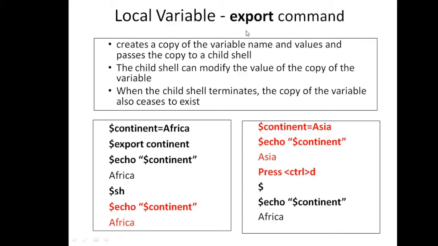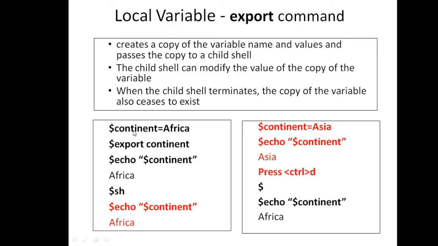So how do I do that? How do I inherit that? So I have an export command. This creates a copy of the variable name and value and passes the copy to a child shell. So the child shell can modify the value of the copy of the variable. When the child shell terminates, the copy of the variable also ceases to exist. So this generally means that you can have a variable in the parent shell by using the export command. That variable and its value can be copied and given to the child shell. The child shell can modify that, but when it terminates, the copy of the variable also ceases to exist.